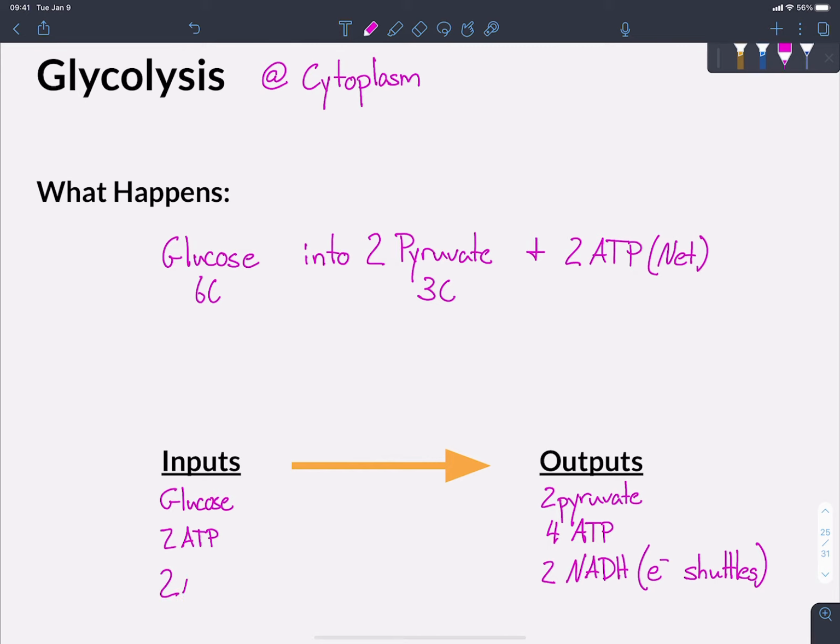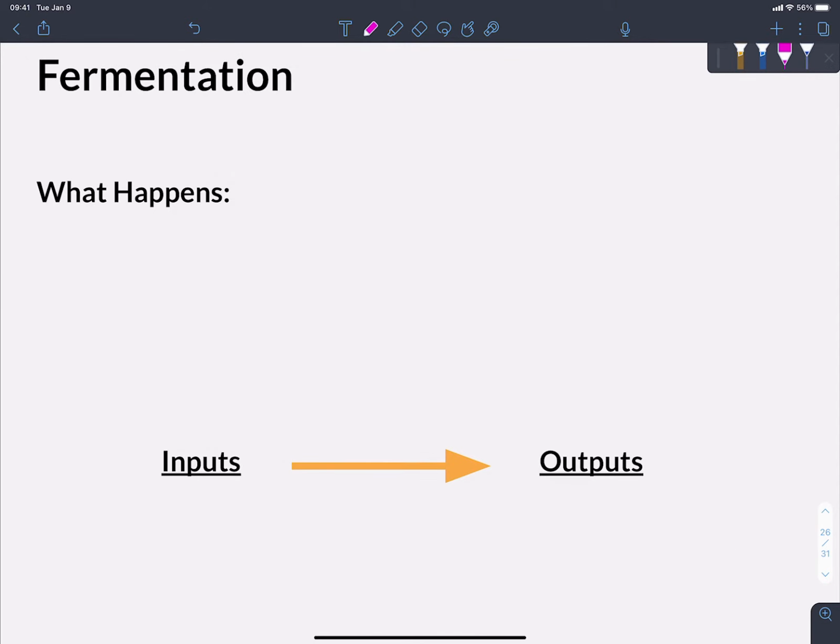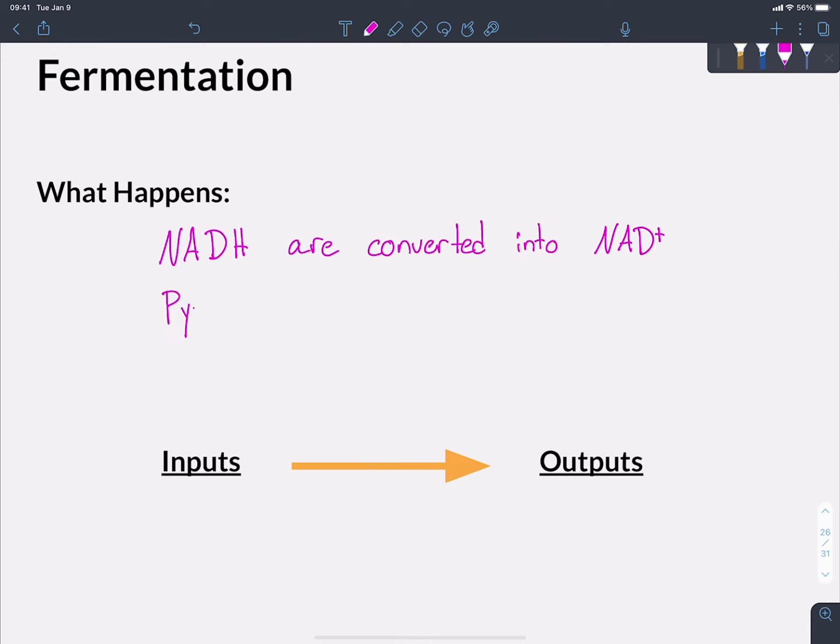There's no way to get these NADH molecules at the end back to what they started with, NAD+, unless you go through another process. And that process is known as fermentation. So what's going to happen in fermentation is that the NADHs are converted back into NAD pluses. And in that process, we're going to take our pyruvates and convert them into other molecules.